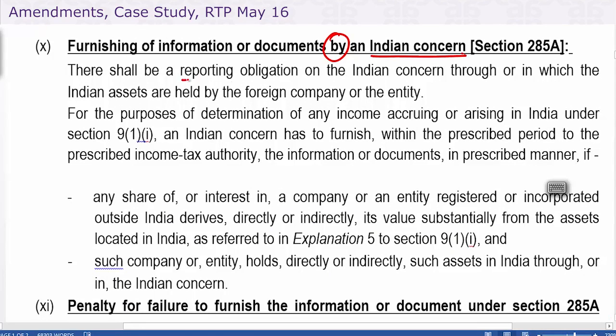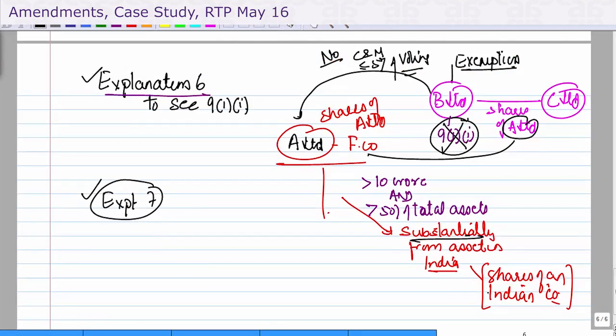He says an Indian concern will now have a reporting obligation, through which the Indian assets are held by the foreign company. So we now talk about, let's say this is D Limited. So now D Limited has a reporting requirement.